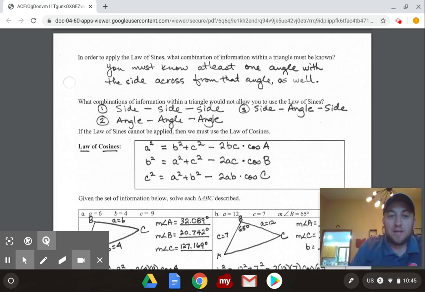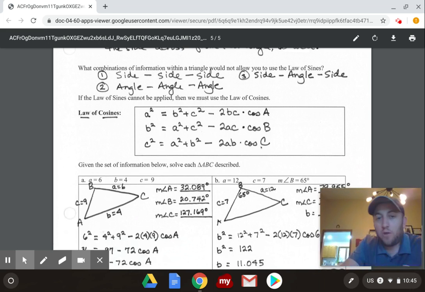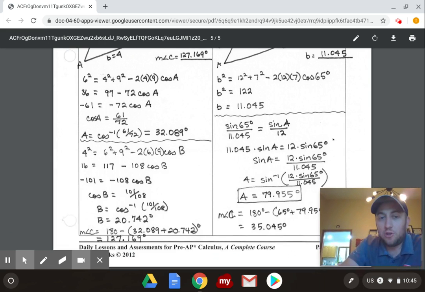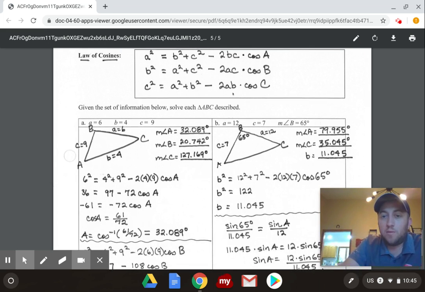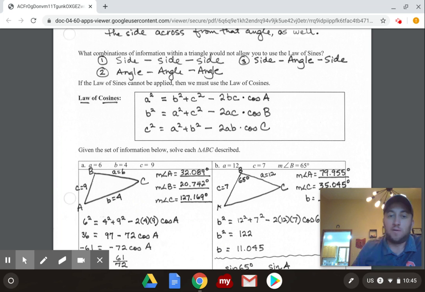All right, so the other one is law of cosines. As you can see here, law of cosines is definitely a little bit more involved when you are looking at the formulas. And those are just three different ways that you could use a formula. So you have a squared is equal to b squared plus c squared minus 2bc times cosine of A, or the other two options that are listed there as well.